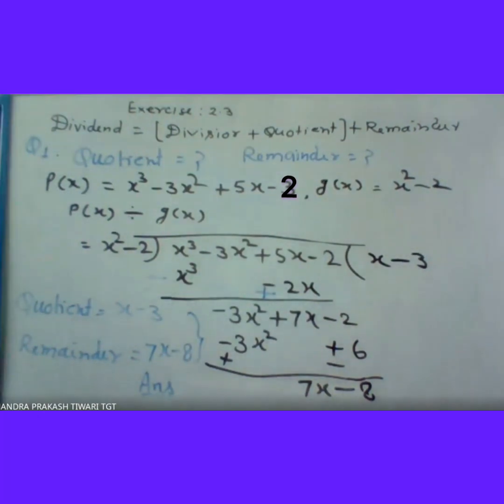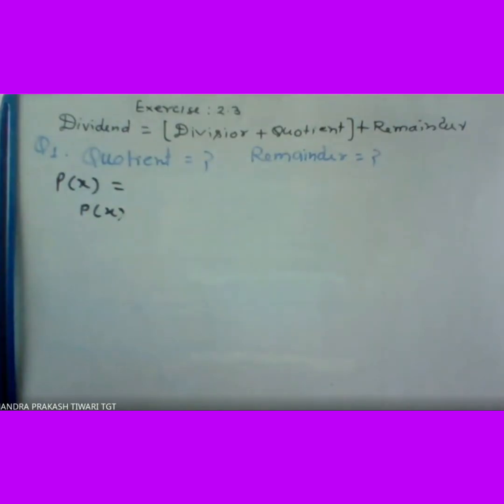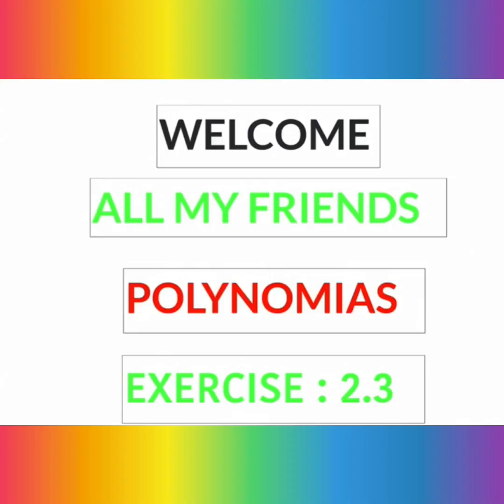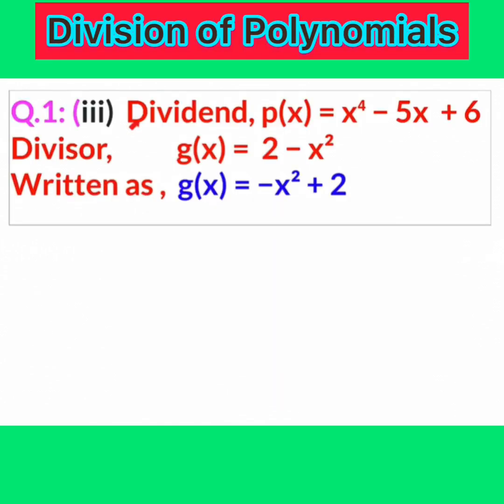ठीक है, आउट रह गया है तो चलिए एक और क्वेश्चन लेते हैं. लेट अस पार्ट नंबर 3 लेते हैं. क्वेश्चन नंबर 1 एंड पार्ट नंबर 3. Polynomial p(x) is x raised to the power of 4 minus 5x. So here question number 1 part number 3rd, how can you solve? Dividend p(x) equal to, given that x raised to the power of 4 minus 5x plus 6, and divisor g(x) equal to 2 minus x square.